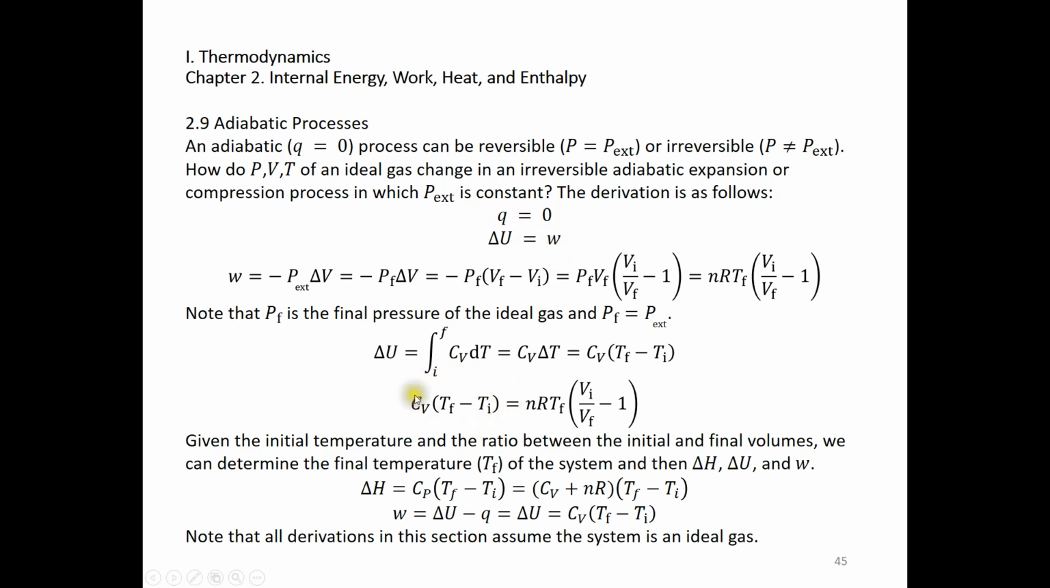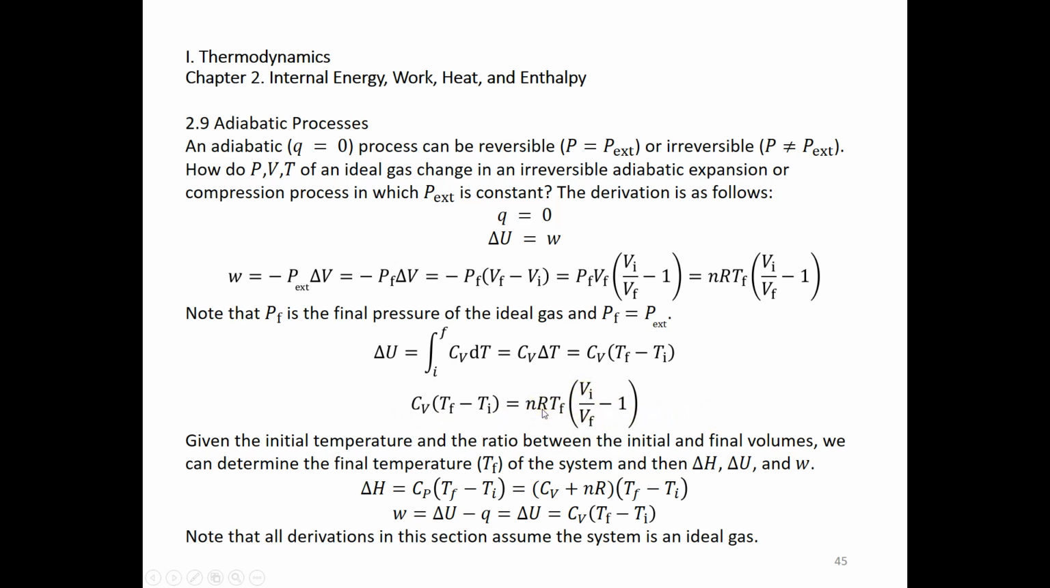So over here, this is delta U is equal to W plus Q, and Q is 0. Alright, so we have this equation. If you look at this equation, if we are given the value of CV or molar CV, and if we're given the initial temperature and the ratio between the initial and final volumes, we'll be able to solve for TF. Because in this equation, if we're given this ratio, this becomes a number.